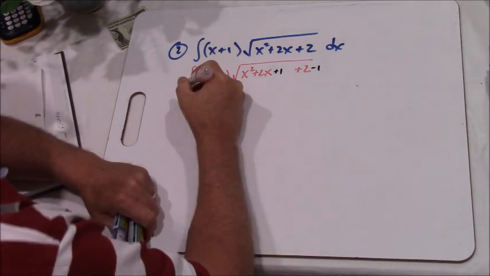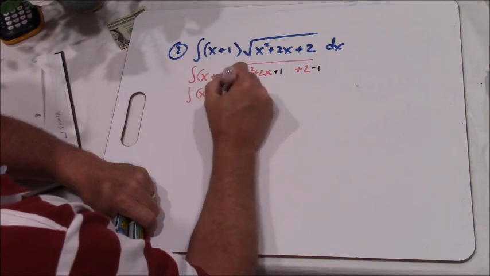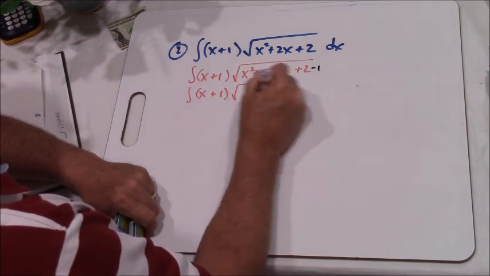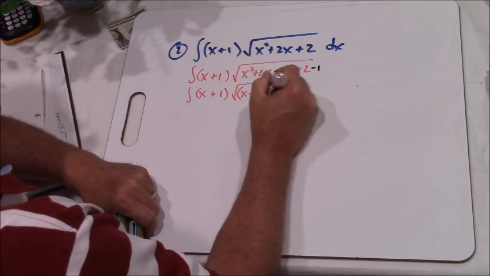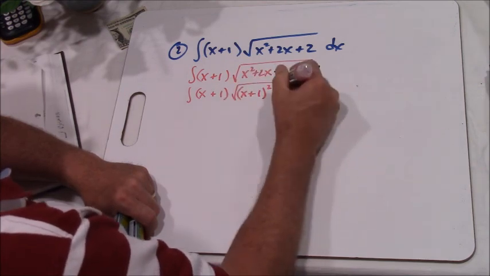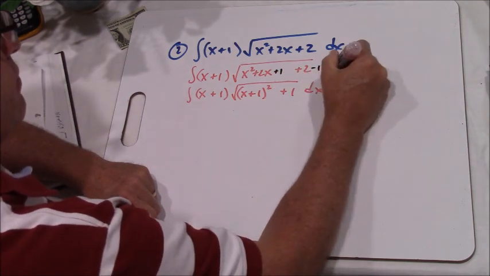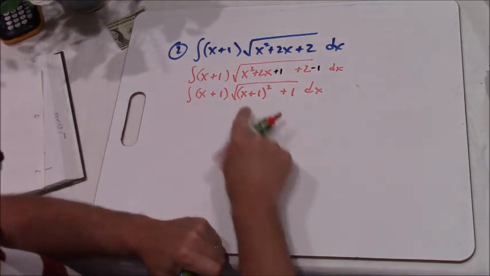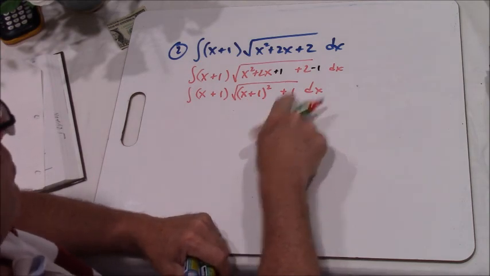So now what I have is the integral of x plus 1 times the square root of x plus 1 squared plus 1 dx. All right, so here's what's being squared. That's my u value. My a value is 1.